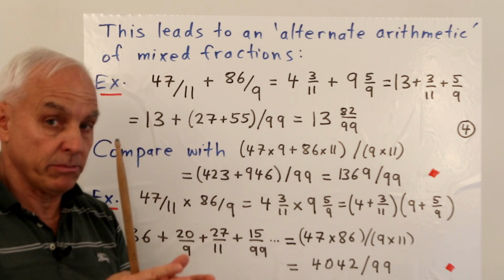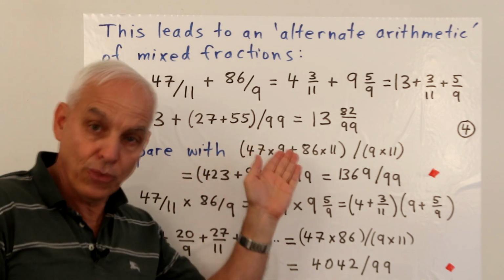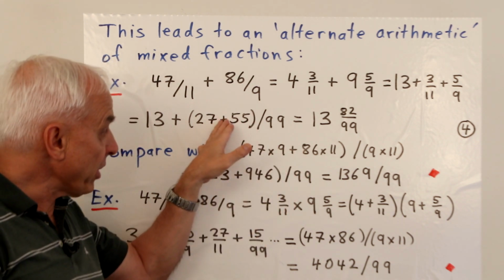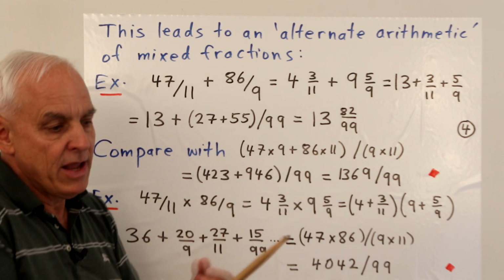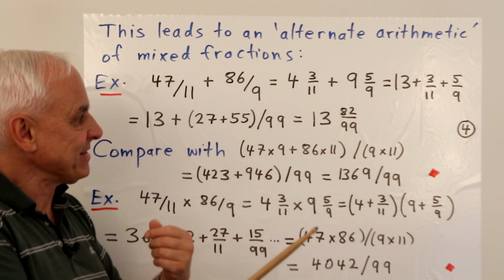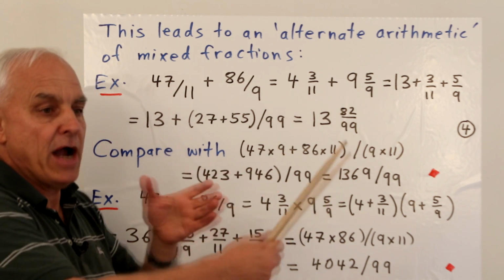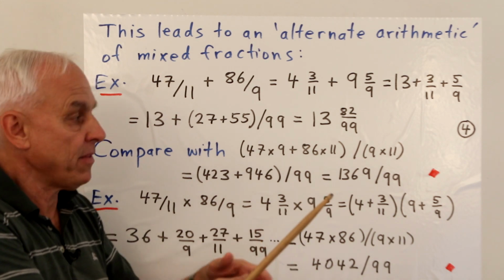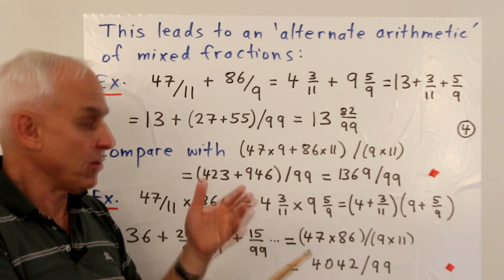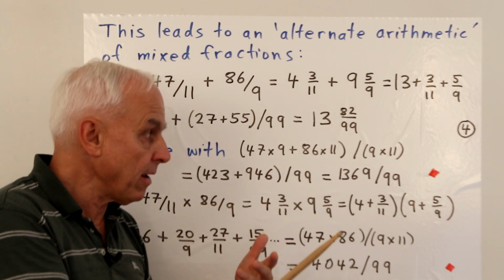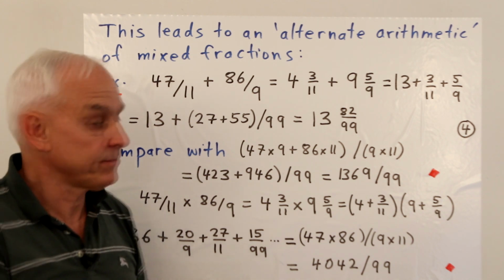Now, sometimes you have to do a little bit more. So instead of getting 82, if we had gotten, say, 102, then the numerator here would be bigger than the denominator. And so we would be obliged to peel off some of that numerator. So we would write the 102 as 99 plus 3. And the 99 over 99 would combine with the 13 to give us 14. So the whole thing would be bumped up to 14 and I guess 3 over 99.